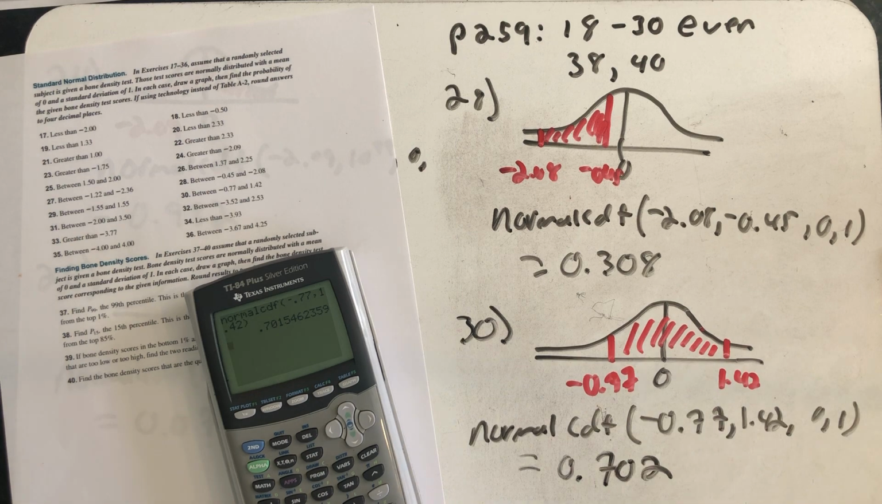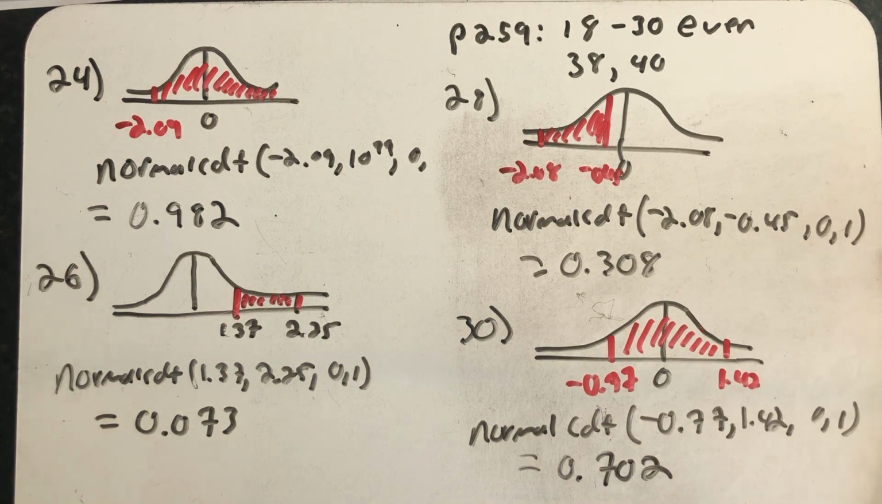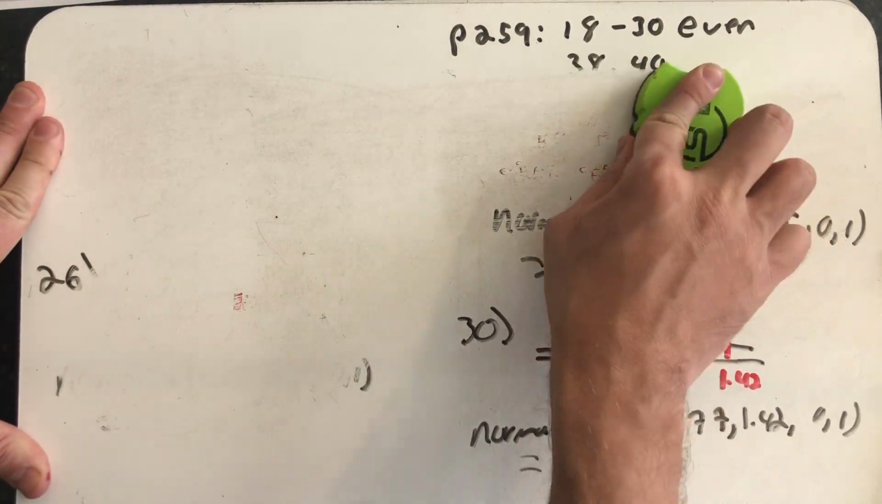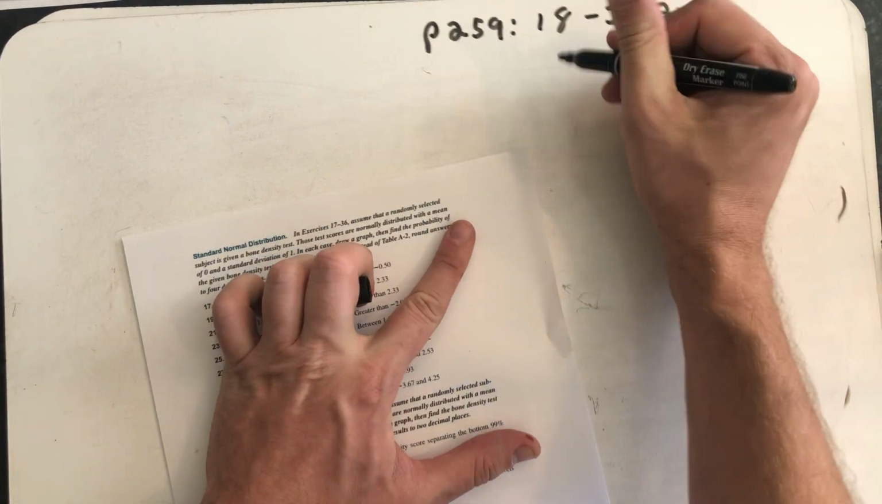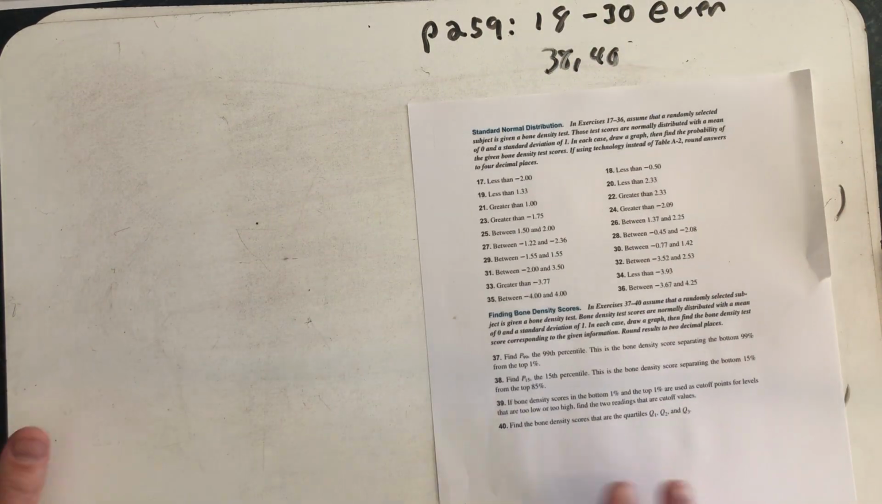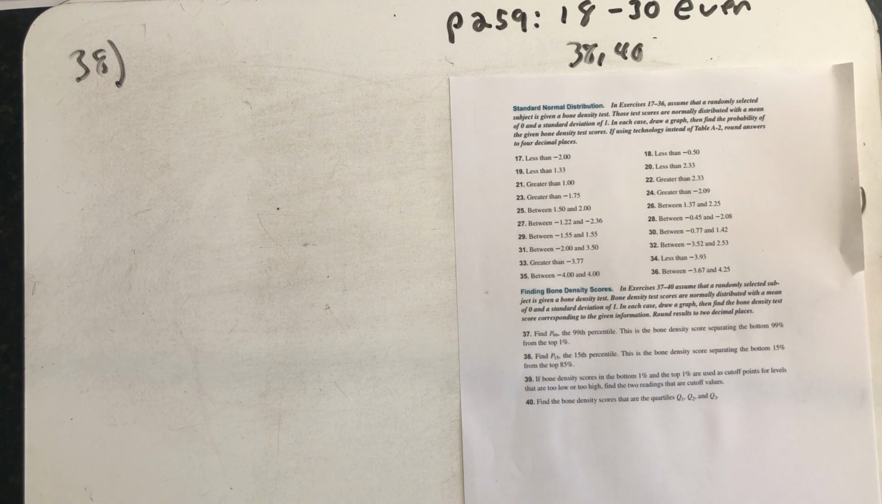All right, so we've seen answers for the problems between 18 and 30 even. Let's do 38 and 40, and that'll be all the examples for today from section 6.1. All right, 38 and 40. In exercises 37 through 40, assume that a randomly selected subject is given a bone density test. Bone density test scores are normally distributed with a mean of 0 and a standard deviation of 1. In each case, draw a graph and then find the bone density test score corresponding to the given information. Round results to 2 decimal places.